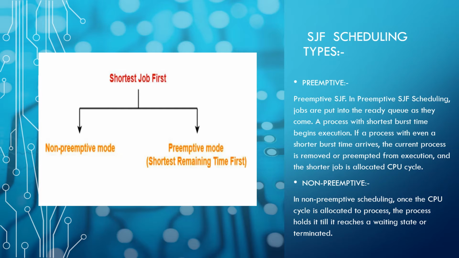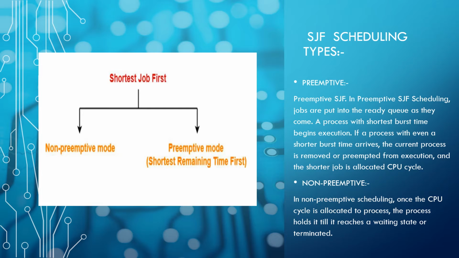So let us see the types of SJF scheduling. There are two types, as you can see. One is preemptive SJF and another one is non-preemptive SJF. In preemptive SJF scheduling, first we keep the jobs in the ready queue as they come. Next the process which has the shortest burst time will start executing first, and the process with the shortest burst time arriving next, the current process will be removed and the next one, with the shortest burst time, will be allocated the CPU cycle.